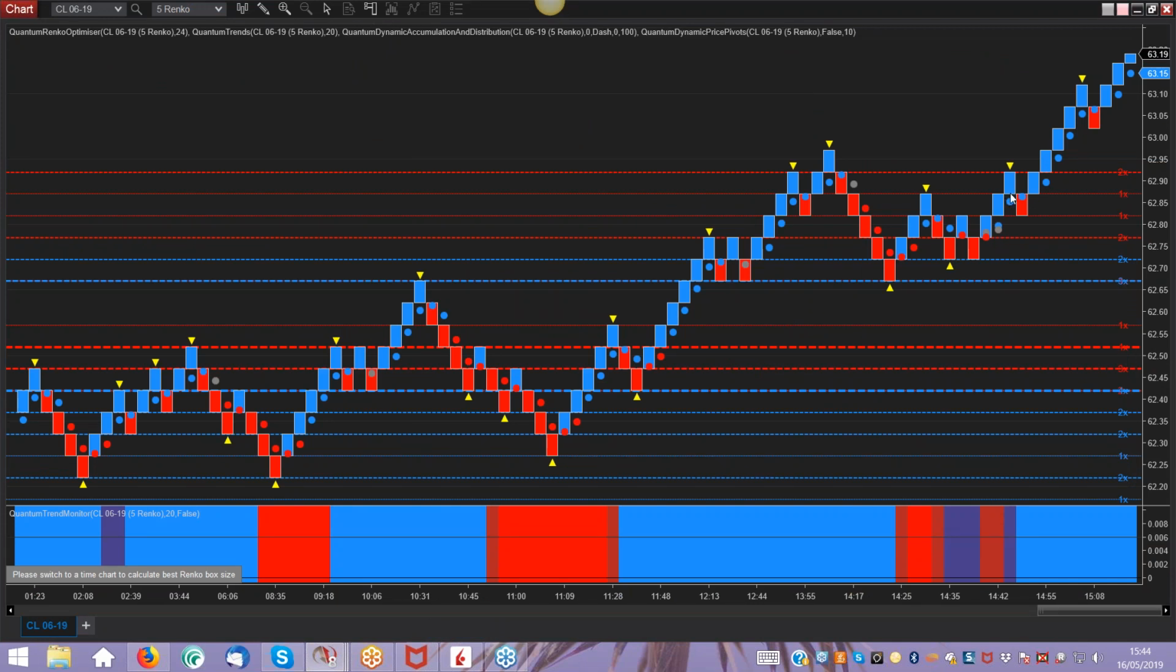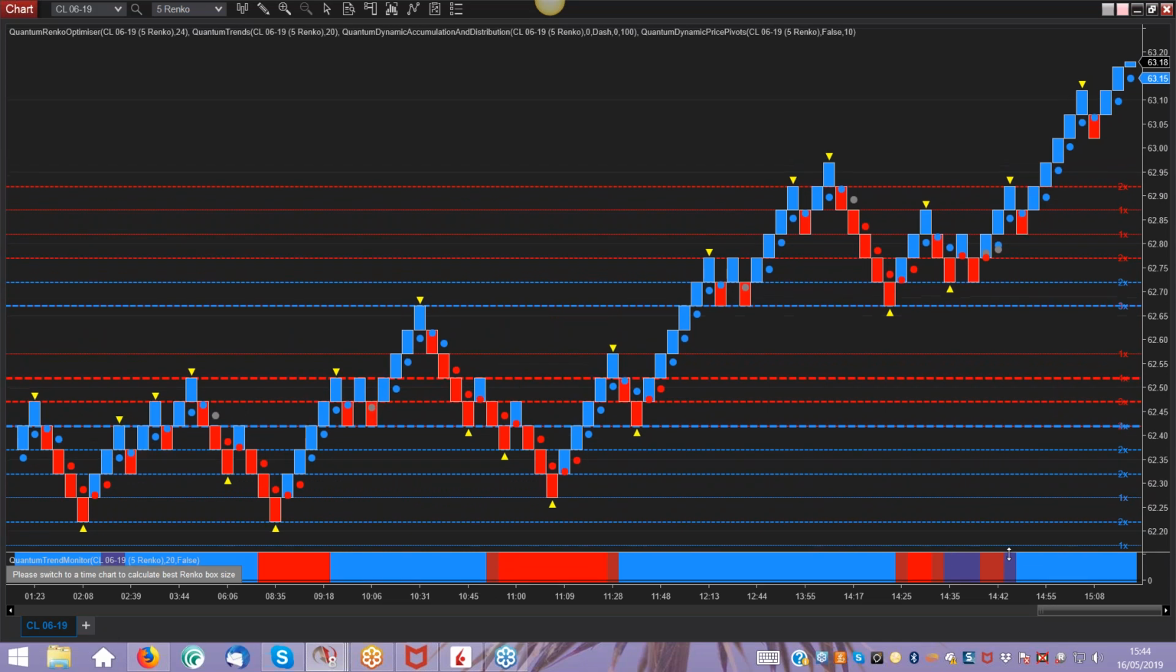The Renkos are great. It's another non-time based chart, exactly like the tick charts I was showing you earlier. It's just another nice way to smooth out the choppy price action, helps to keep you in, or you can use it as an entry or indeed an exit once it starts to consolidate, maybe reverse. You can see the indicators working exactly the same way.